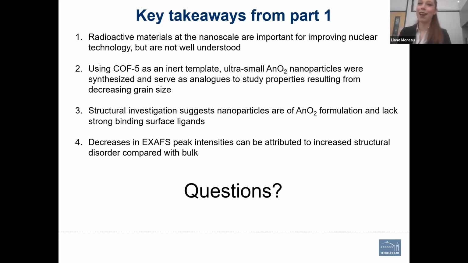We did not see really any strong binding from surface ligands based on the atomic scale structure that we were investigating. We also suggested, based on our initial analysis, that we have particles that are AnO2 in their formulation based on being able to fit them with bulk UO2 or ThO2 pathways alone, but I'll get more into that in how we're taking this forward. As well as the fact that the decreases in the XAFS peak intensities, well, there were multiple things that could have possibly contributed to that. We attributed that mostly based on our Debye analysis to increased structural disorder compared to the bulk case. So with that, I'm happy to take some questions at this time.